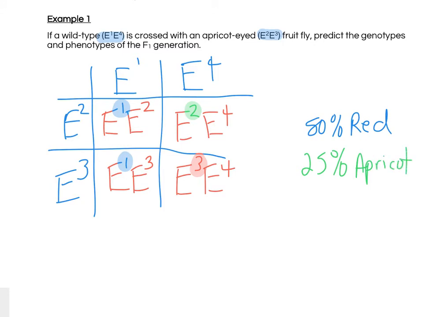And then the E3 is telling me that I have 25% honey eye. So in this particular cross, I'm not seeing any of my white eye. So it's as simple as that. Let's look at the next example.